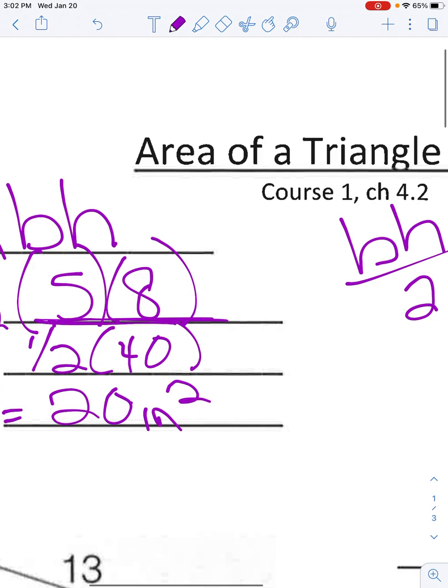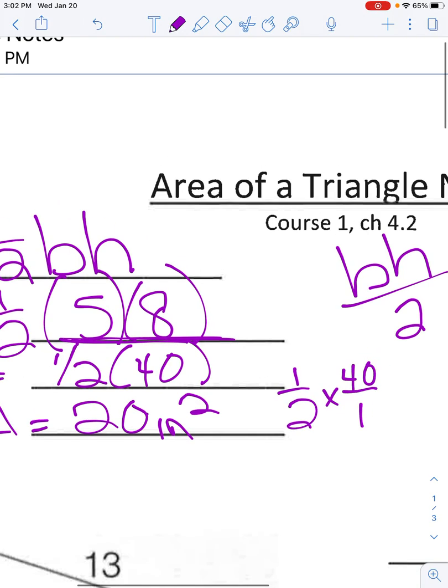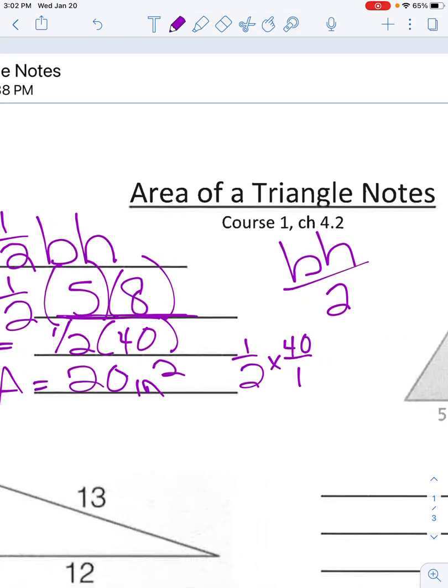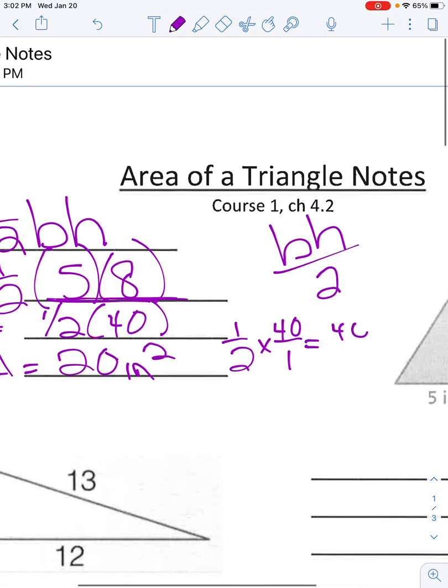Now, just to prove it, if I do 1/2 times 40 over 1, fraction times a whole number, put your whole number over 1, multiply straight across, we get 40 over 2. What's 40 divided by 2? 20. Okay.